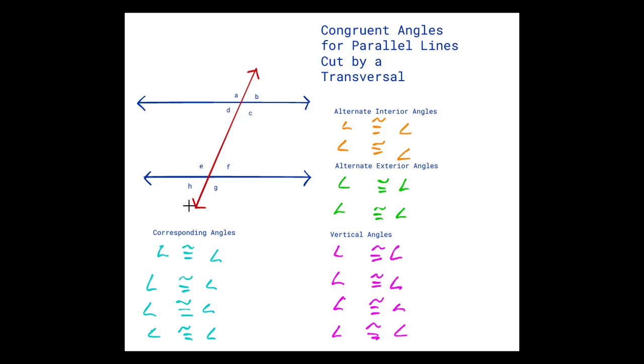We're going to talk about the relationships of the angles. And congruent just means that the angles are the same degrees or radians. So first thing we're going to talk about is alternate interior angles. Alternate interior are going to be the angles between the two parallel lines, and alternate will be on the opposite sides of the transversal. So angle D is congruent to angle F.